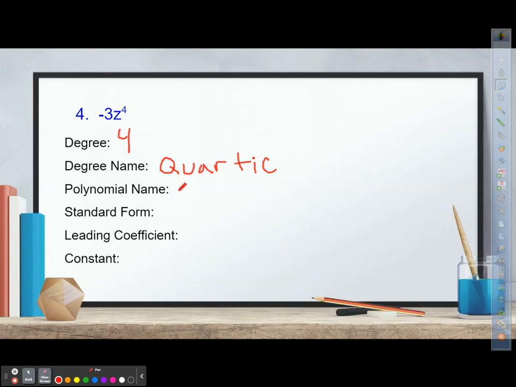Allison, what kind would you say it is? The monomial? Yeah, there's one term, so it's a monomial. And then how would I write that in standard form? You just leave it like that. It's one term, so there's nothing you really have to do. So it's just -3z to the 4th.